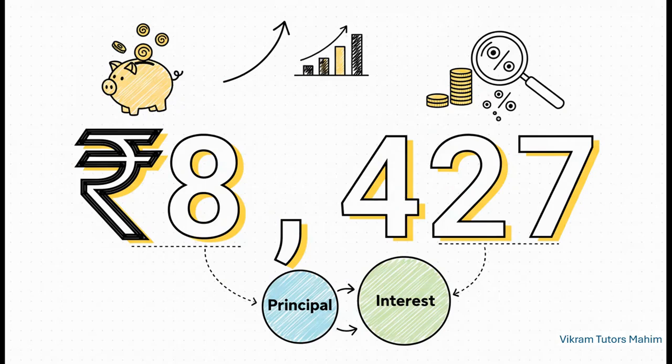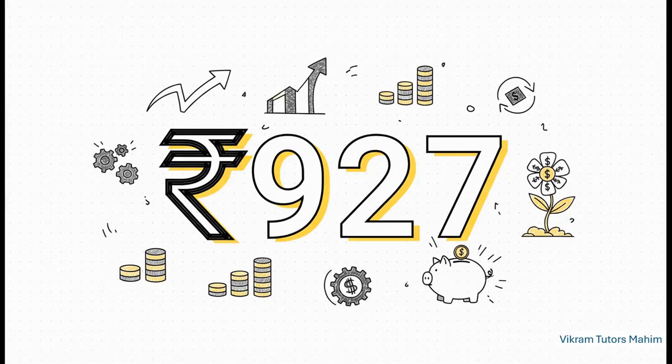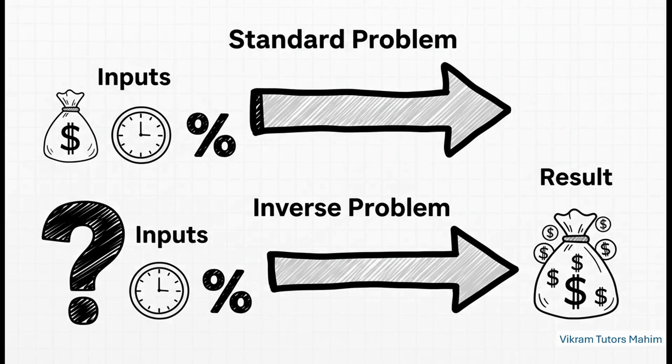But how much of that is just the interest? Finding the interest is super easy. Just subtract what you started with from what you ended with. And there you have it, 927 rupees earned without lifting a finger. That's the magic.